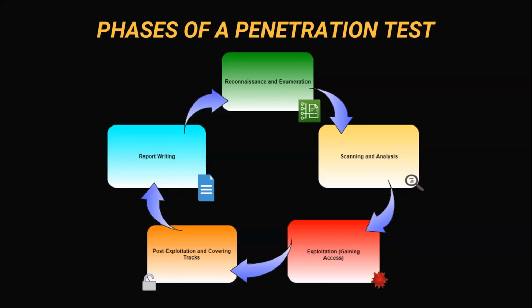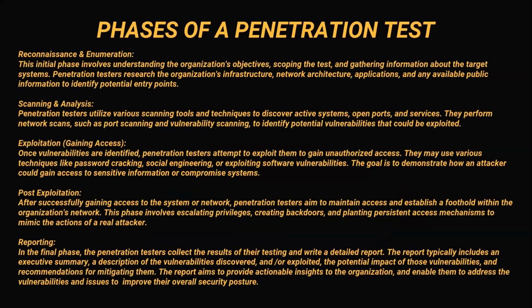access it. So after the initial phase, you have your reconnaissance and enumeration, scanning and analysis, exploitation or gaining access, post-exploitation or privilege escalation and covering tracks, and then the report writing. In your reconnaissance and enumeration, this is the initial phase. This is understanding the organization's objectives, scoping the test, and then using the infrastructure, the architecture and any applications to identify any entry points.